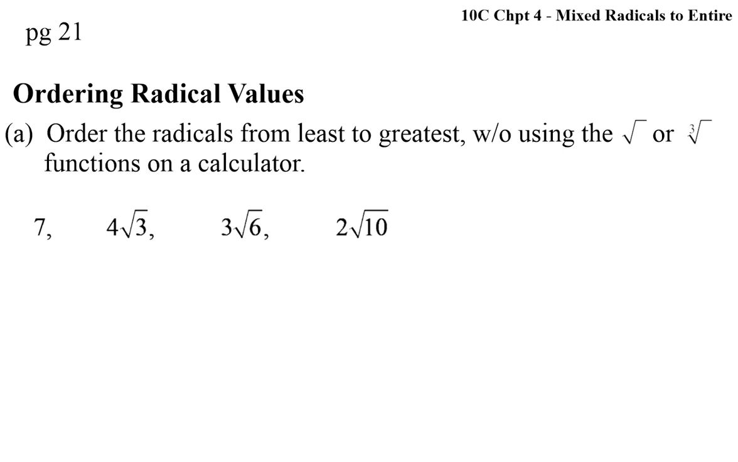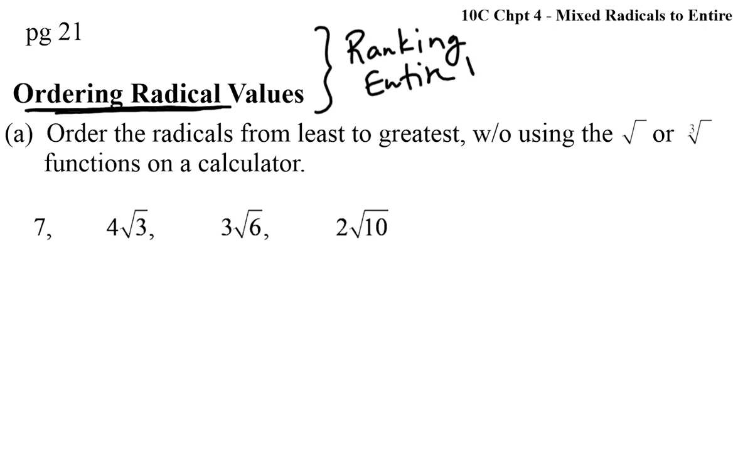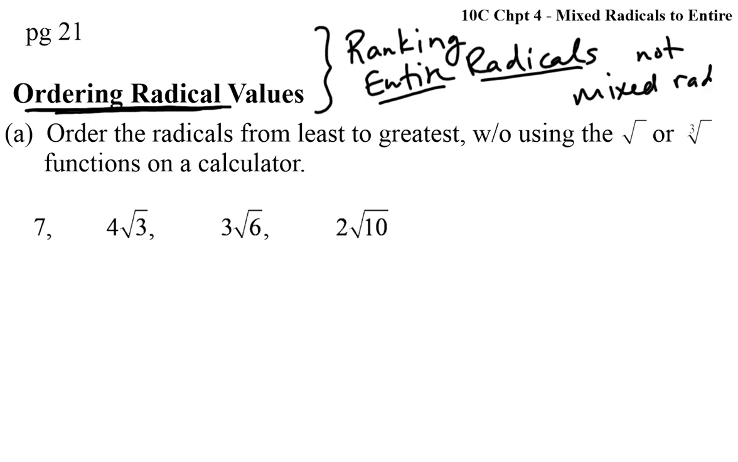If we go to page 21, ordering radicals. This is where it can be useful to have an entire radical. Ranking entire radicals is what you want to do. Rank entire radicals, not mixed radicals, because with entire radicals, now we're just comparing radicands. So the instructions say order the radicals from least to greatest.